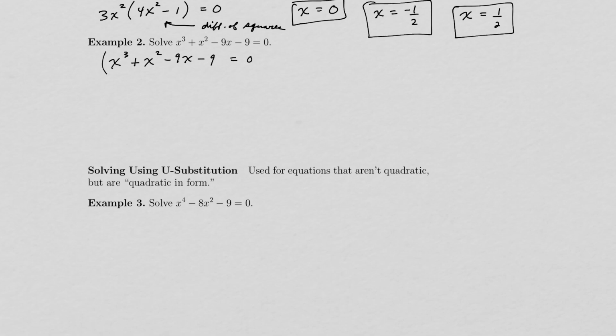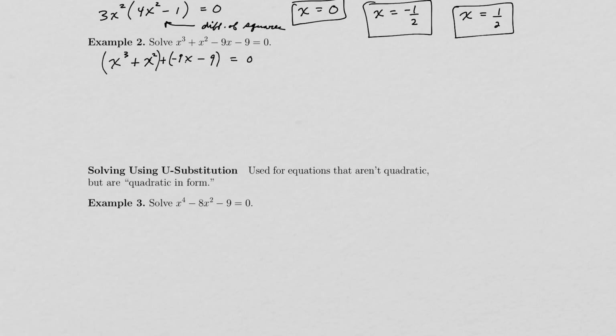So I'm going to group the first two terms, group the second two terms. Now, again, you have to be careful. I like to write this as plus a minus 9x minus 9, right? So I can group the second two terms, just so you don't accidentally think that you're multiplying, right? You're adding them together.